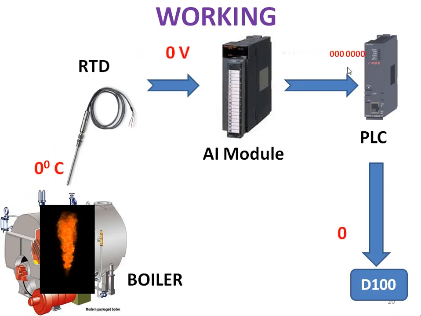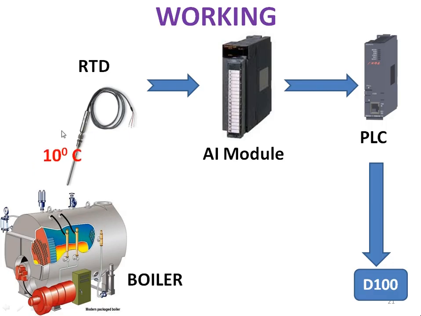So where is it stored? It is stored in the memory location D100. Normally this 16-bit data will be converted into a decimal value. The decimal value will be stored in the data register D100. It may be D200, D300; it is only for understanding purposes.